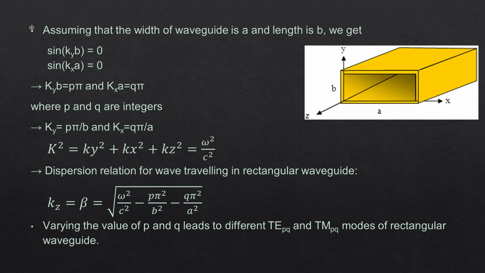Also, k square equal to kx square plus ky square plus kz square equal to omega square by c square. Putting the above relations, we get the dispersion relation for wave travelling in rectangular waveguide as kz equal to beta, which is the propagation constant, equal to square root of omega square by c square minus (p pi by b) square minus (q pi by a) square. Now varying the value of p and q leads to different transverse electric and transverse magnetic modes of rectangular waveguide.